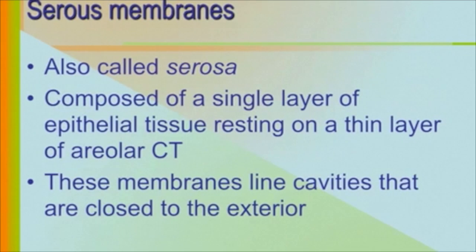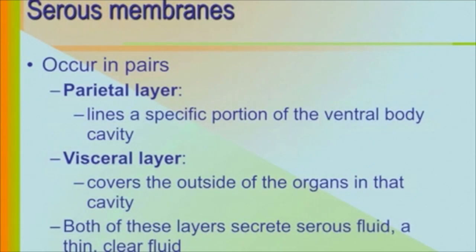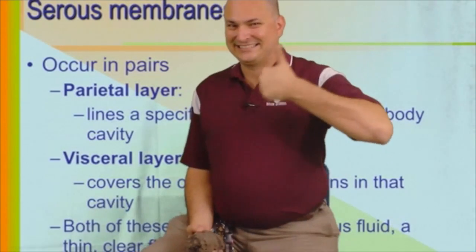Alright, serous membranes. Moving on, these are also called serosa. These are composed of a single layer of epithelial tissue resting on a thin layer of areolar connective tissue. These membranes line cavities that are closed to the exterior. So this portion of the organ does not have contact with the exterior. Okay, these occur in pairs, the parietal layer and the visceral layer. The parietal layer lines the inside of the body cavity. The visceral layer directly covers the organ.